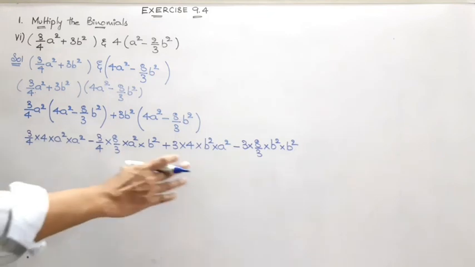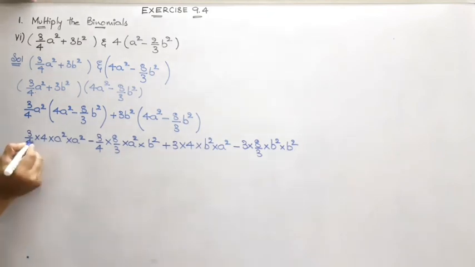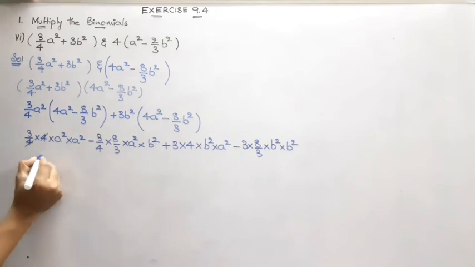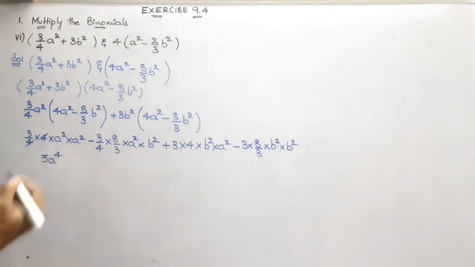Now let us finalize the multiplication. See, we can cancel this 4 and this 4 because numerator and the denominator. So the leftover number is 3. A square into a square is a power 4.